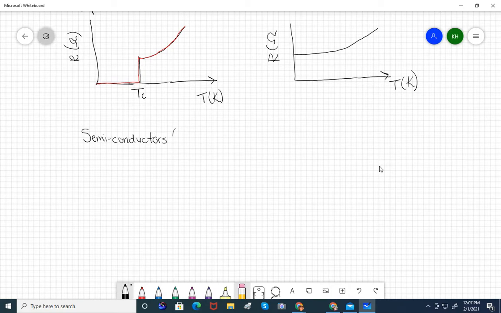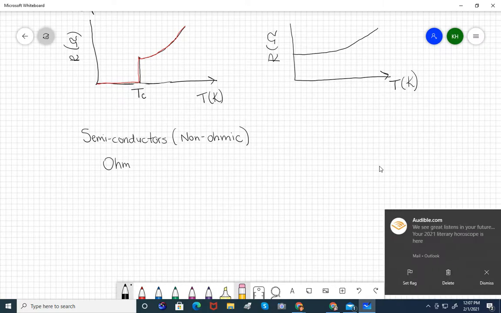Semiconductors are also what we call non-ohmic. They do not follow Ohm's law. They are materials that don't conduct electricity until you get enough potential. And then all of a sudden, at a certain potential, they turn into really good conductors.